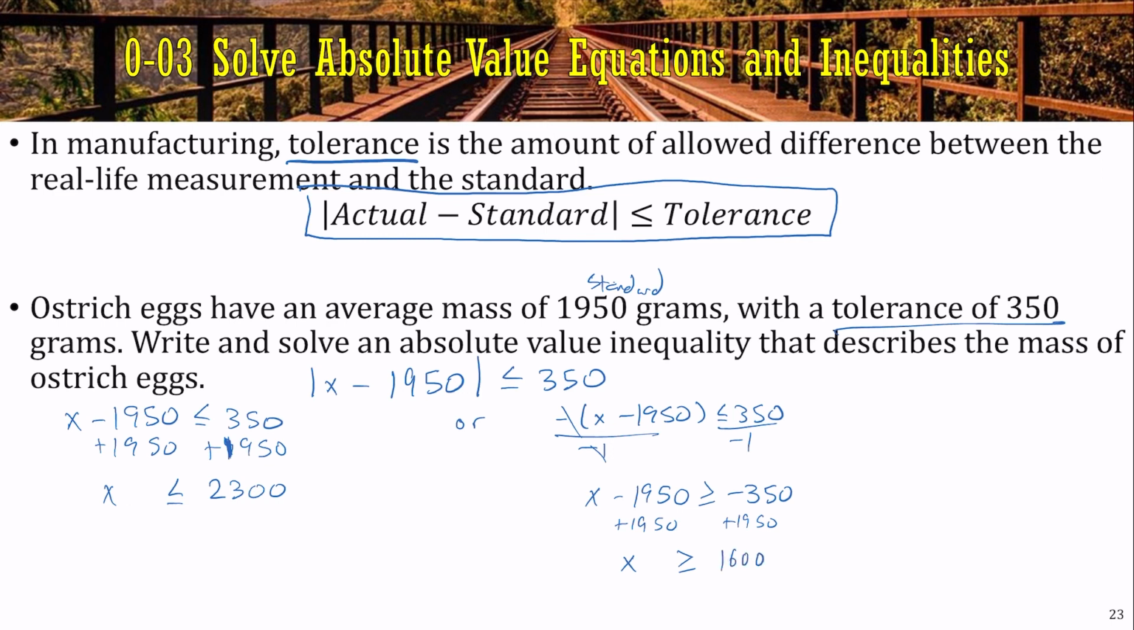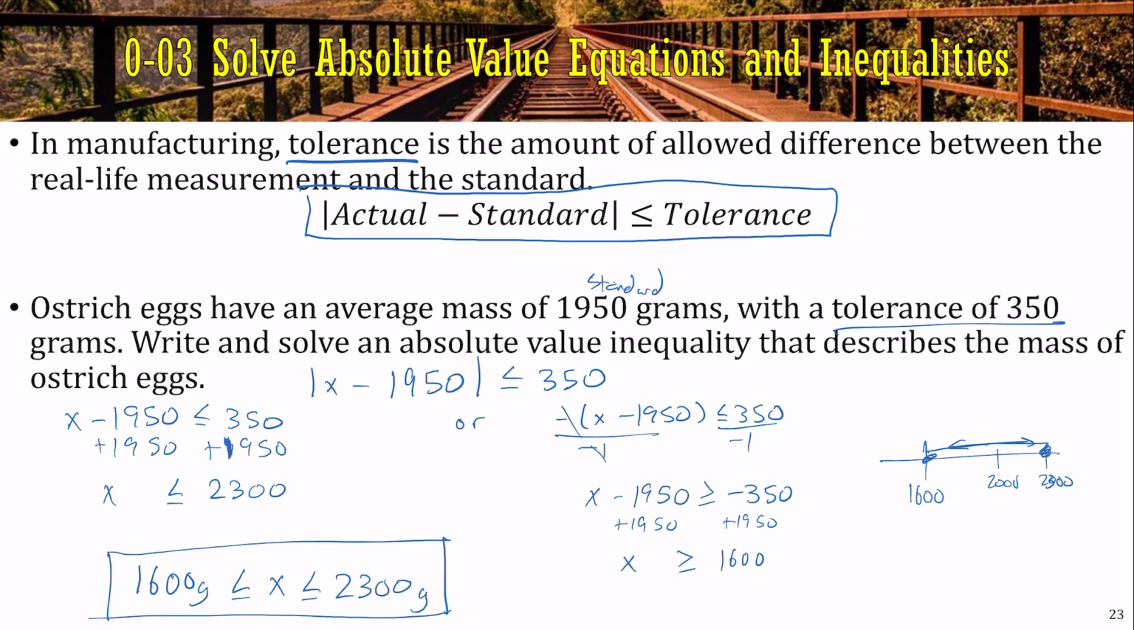Now, are there numbers bigger than 1,600 and smaller than 2,300? Why, of course there are. Here's 1,600, here's 2,000, here's 2,300. So we've got the first one going that way, the second one going that way. So it looks like our answer is x is greater than or equal to 1,600 and less than or equal to 2,300 grams. So the egg is between 1,600 grams and 2,300 grams.